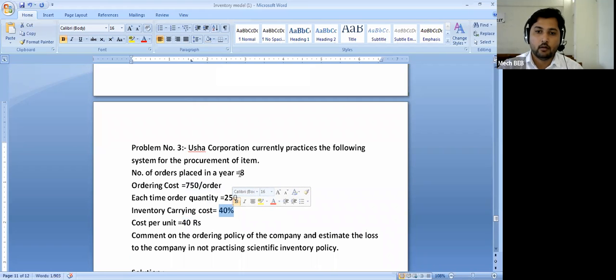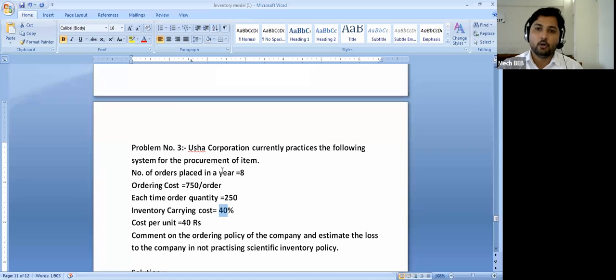Demand is also provided, but as the number of orders placed in a year, 8, and each order quantity is 250. So annual demand you can calculate as 8 multiplied by 250. From this data you can calculate the economic order quantity, that is EOQ. EOQ is equal to the square root of 2 multiplied by D multiplied by C naught, divided by CH. Instead of CH you can take 40 multiplied by 0.4, that is CP multiplied by I, and you are able to calculate the economic order quantity.